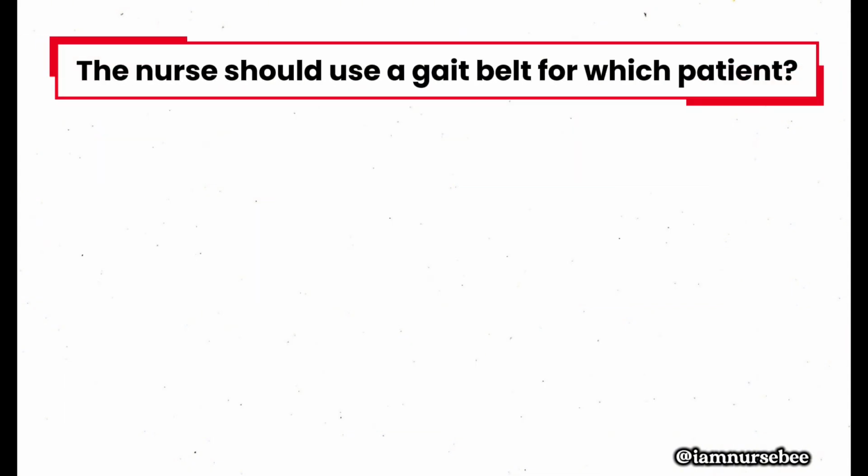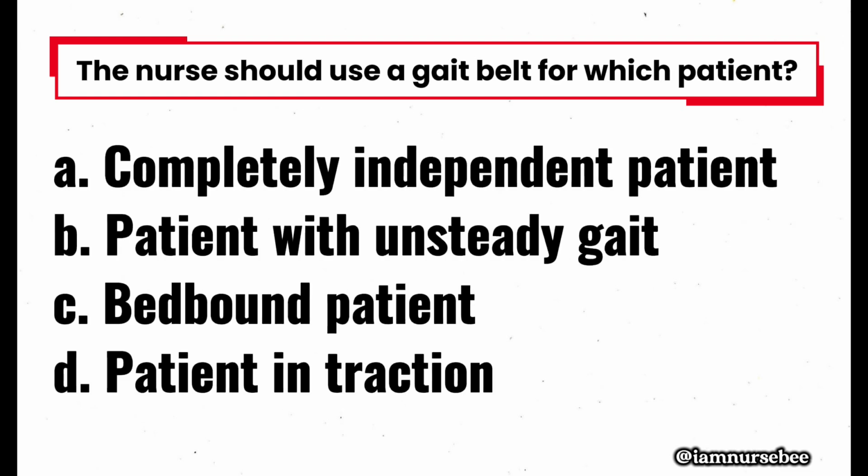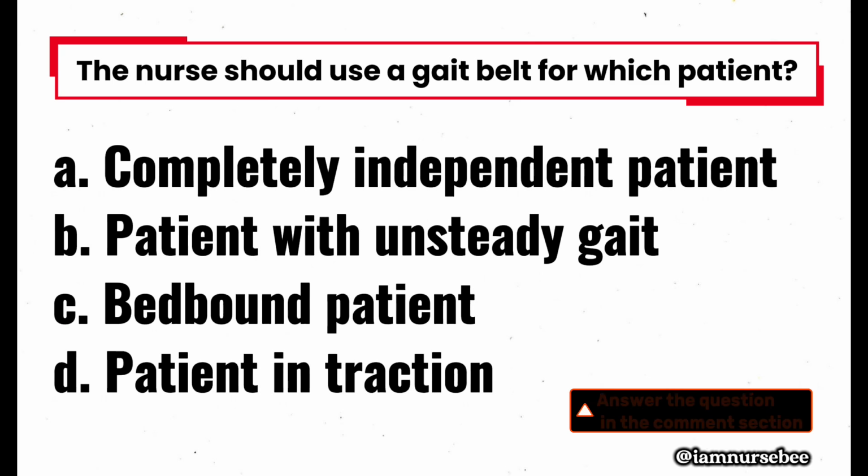The nurse should use a gait belt for which patient? A. Completely independent patient. B. Patient with unsteady gait. C. Bedbound patient. D. Patient in traction. Patient with unsteady gait.